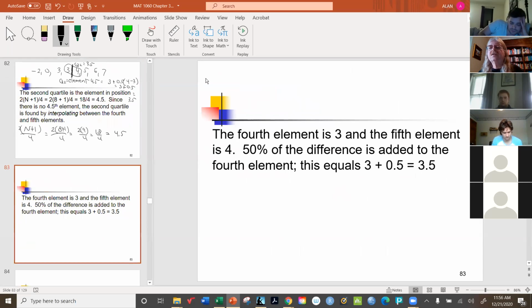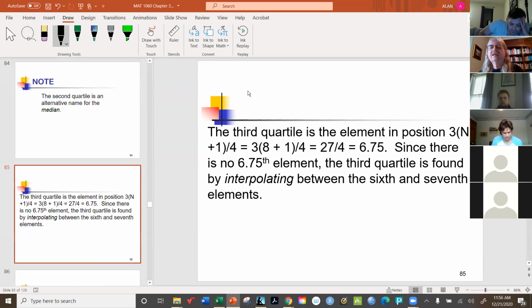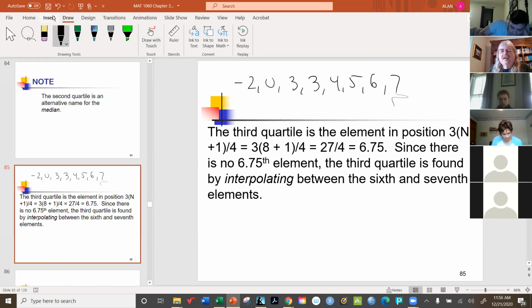Let's see. And I'm going to want to copy these down again. Was it -2, 0, 3, 4? No, it was 3, 3, sorry. 3, 3, 4, 5, 6, and 7. So the index here is (3n plus 1) over 4.